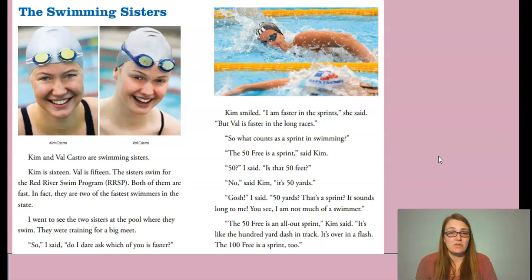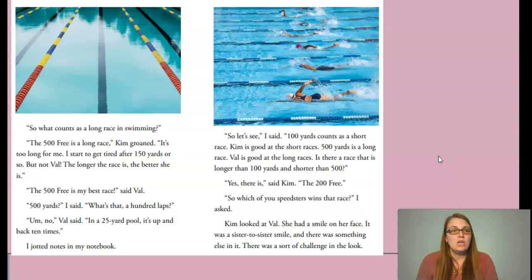You see, I am not much of a swimmer. The 50 free is an all-out sprint, Kim said. It's like the 100-yard dash in track. It's over in a flash. The 100 free is a sprint, too. So what counts as a long race in swimming? The 500 free is a long race, Kim groaned. It's too long for me. I start to get tired after 150 yards or so, but not Val. The longer the race is, the better she is. The 500 free is my best race, said Val. 500 yards, I said. What's that, 100 laps? No, Val said. In a 25-yard pool, it's up and back 10 times.